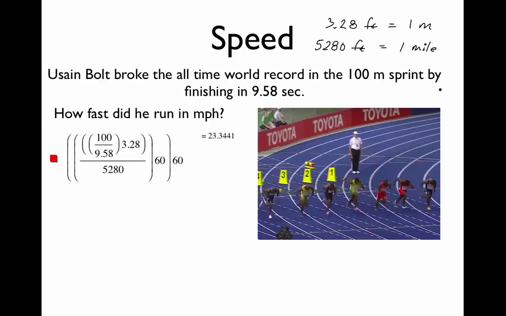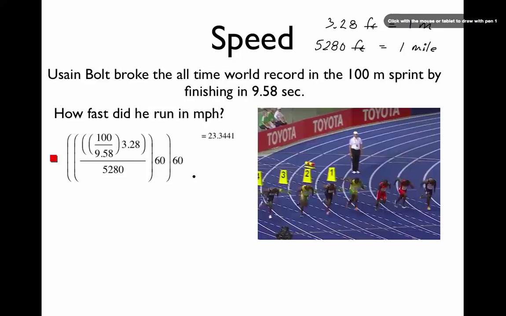Okay. 100 over 9.58 is, what does that represent? Speed in meters per second. If I multiply by 3.28, what does that represent? Speed in feet per second. If I divide that by 5,280, miles per second. Miles per second times 60, miles per minute. Finally, miles per hour.